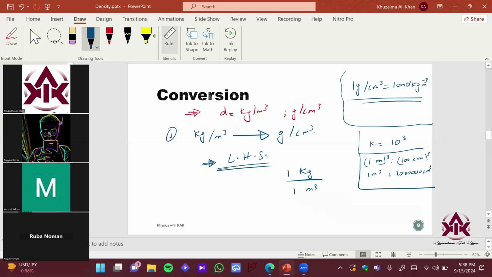So in place of meter cube, I can write these many centimeter cubes. And instead of kilo, I can write 10 to the power 3 grams. Whenever I ask you, is it clear, just give me a thumbs up. Okay, good. So this is pretty quick to ask a question and get a response, right? So 1 times 10 to the power 3 grams divided by 1 times 1 million centimeter cube.